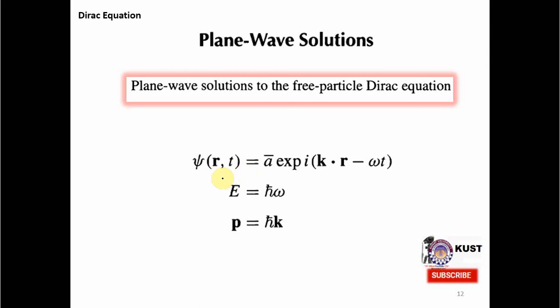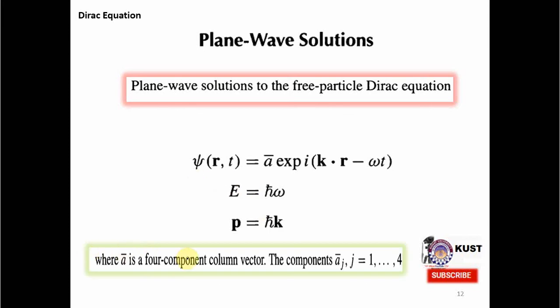So this is the plane wave solution, where you can see this is a plane wave, e raised to the power i(k·r − ωt), and A is some coefficient, where E is ħω, the energy. We have put E equal to ħω and p equal to ħk. So these are the two substitutions. If we do that, then this is the plane wave solution to the Dirac equation, where A is a 4-component column vector, where the components go from j equal to 1 to 4.